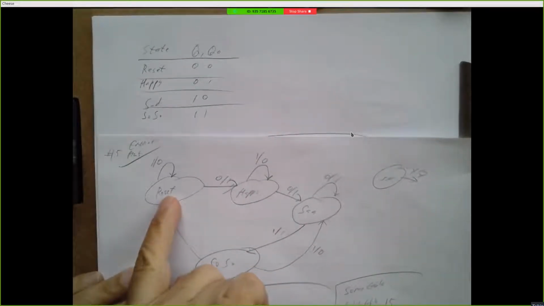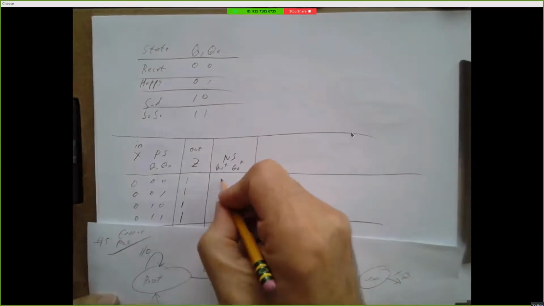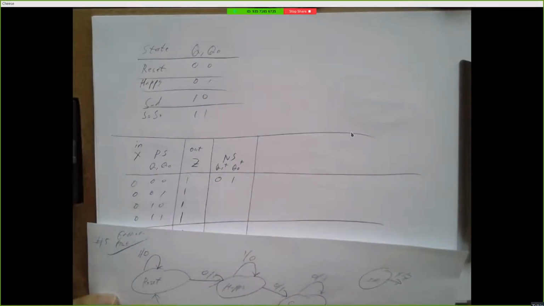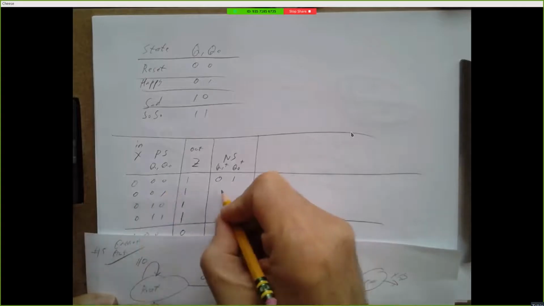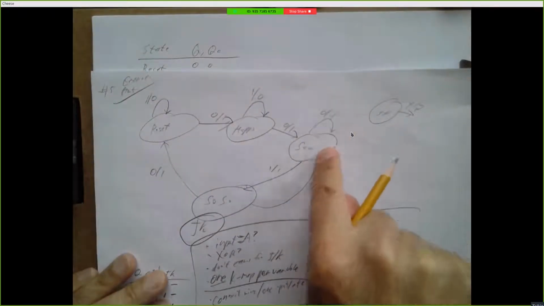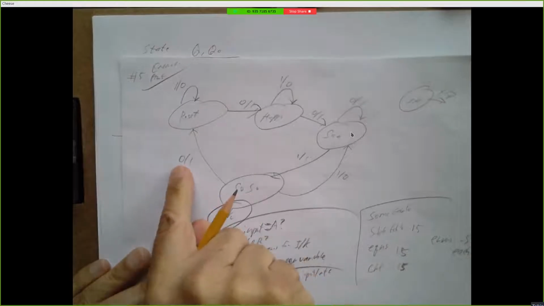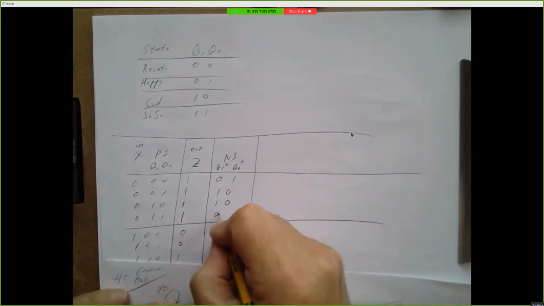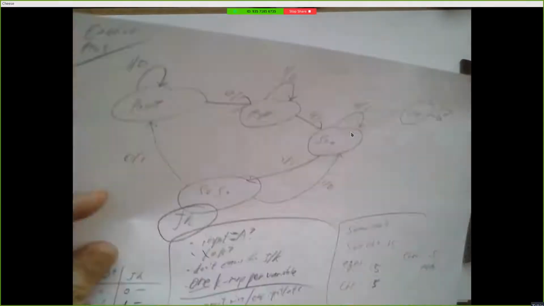If you're in state 0, 0 and your input is 0, you go to 0, 1. If you're in 0, 1 and your input is 0, you go to 1, 0. If you're in state 1, 0 and your input is 0, you stay at state 1, 0. And if you're in state 1, 1, your input is 0, you go back to 0, 0. So this is just transcribing from the circuit diagram to your state transition table.